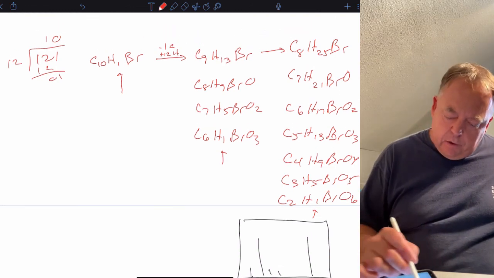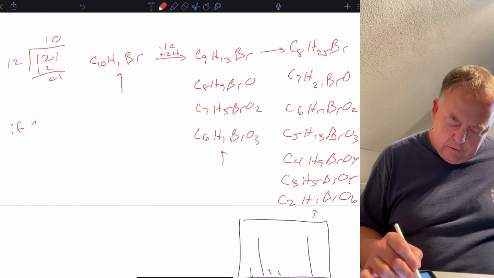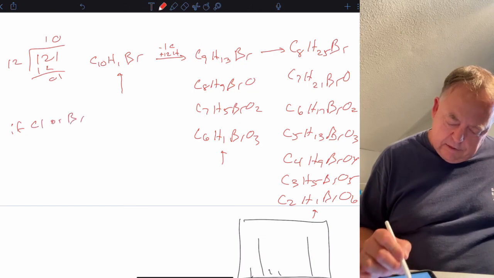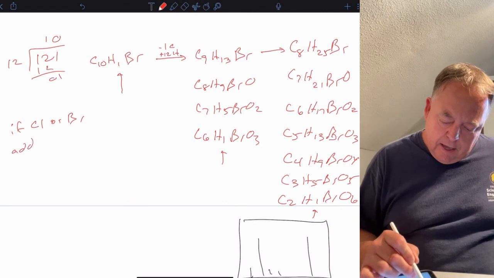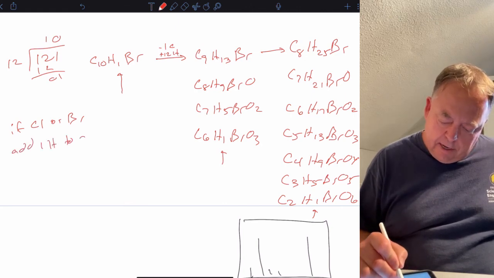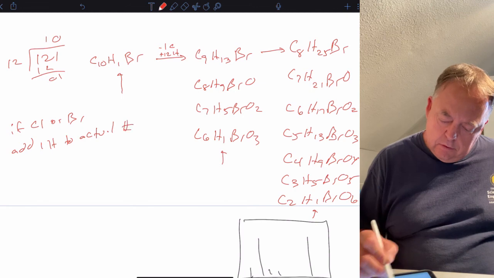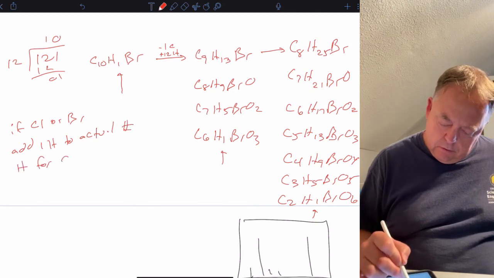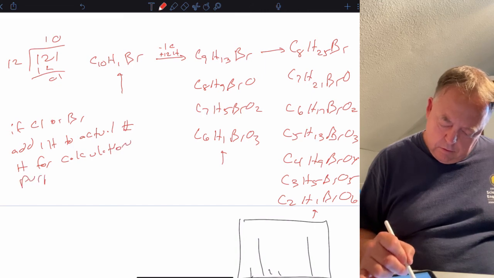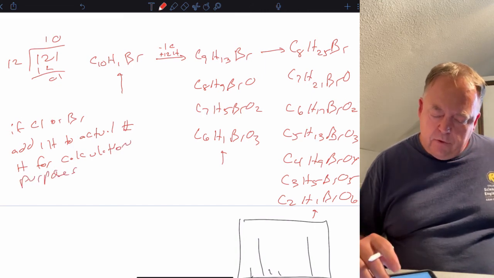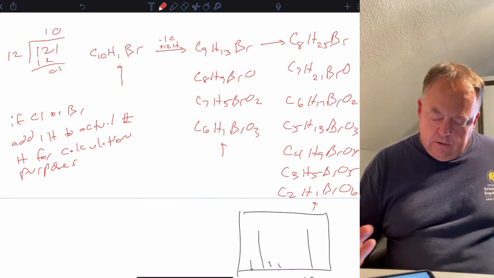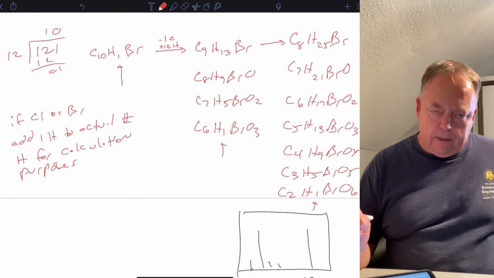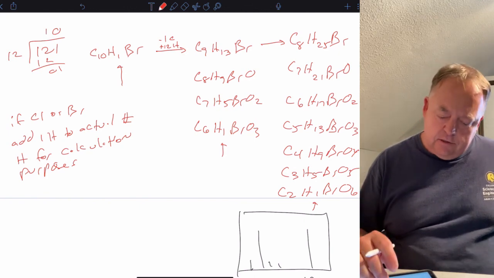Let's calculate double bond equivalencies. So when you do this, if you have a chlorine or a bromine in your formula, add 1 H to the actual number of hydrogens, because bromine takes 1 bond just like hydrogen does.